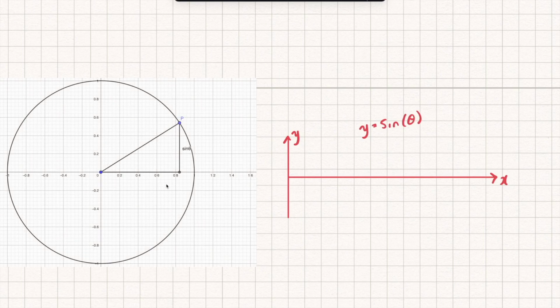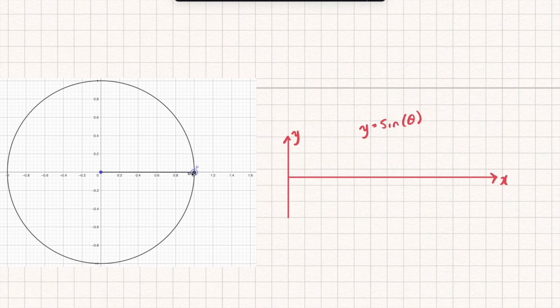I've recreated the unit circle we were looking at, but I've done it in this software so that I can now move around this point P, which will enable me to change the size of this angle. So let's focus on a few key points. Maybe we'll start where theta is equal to 0. When theta is 0, what is the height of this right angled triangle?